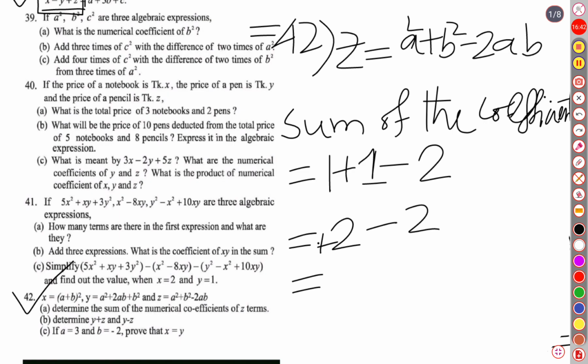The symbols are different, so we will have to do subtraction. If we subtract 2 from 2, it must be 0. So the sum of all the coefficients will be 0. Determine the sum of the numerical coefficients of z terms.